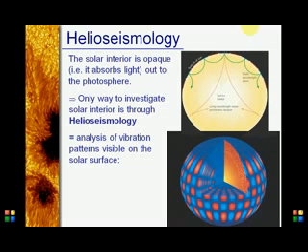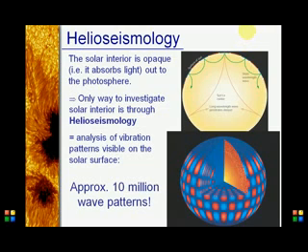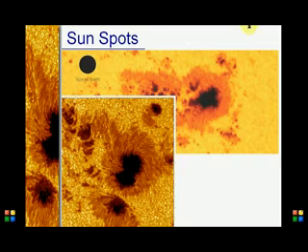The solar interior is opaque. It absorbs light out to the photosphere. The only way to investigate the solar interior is through helioseismology, analysis of vibration patterns visible on the solar surface. It's approximately 10 million wave patterns.